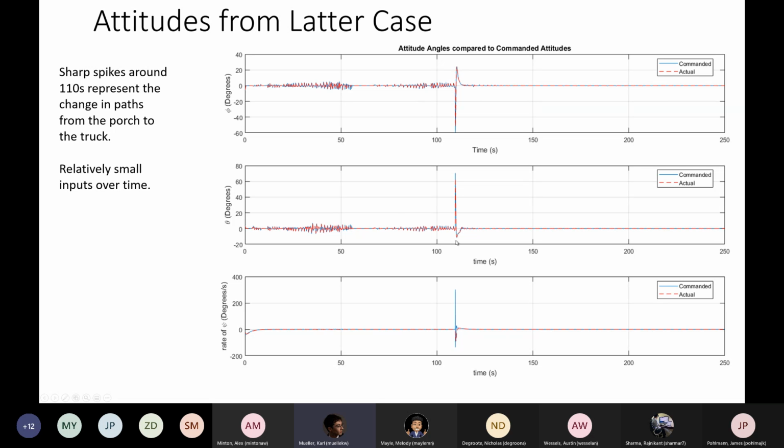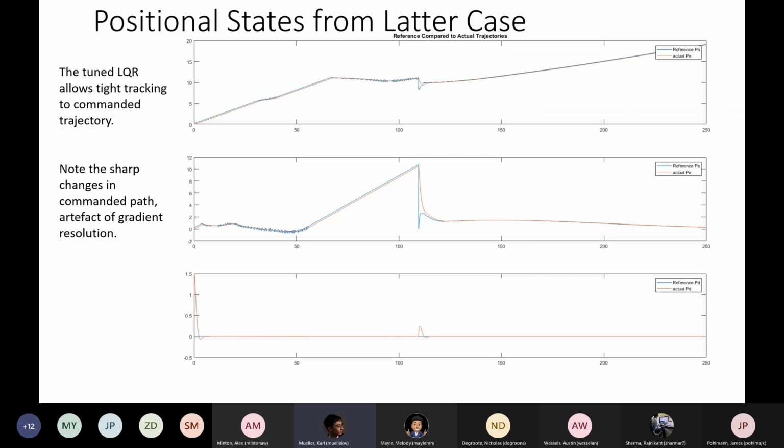so we can see that it's relatively smooth input, though it changes sharply due to that gradient change. And this sharp peak in each of these represents the position where the quadcopter actually turns around and reroutes back to the truck. You can see that happen pretty quickly in the animations. As far as positional states go, we can see that it tracks relatively well. In some areas, the reference position actually tracks up and down with regards to the actual position, but the physical constraints of the system actually help to smooth that.